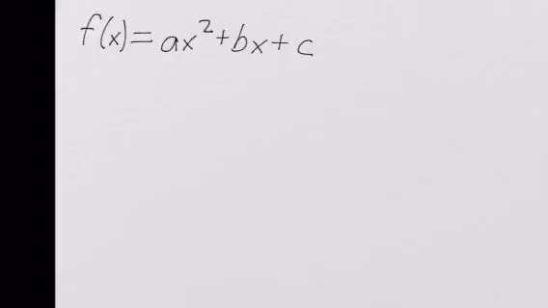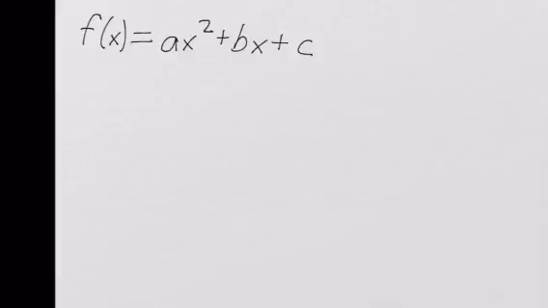In this video, we're going to take a look at how we can complete the square in order to find the vertex of a quadratic equation, or quadratic function. So we're going to start with a basic quadratic function, generic. f of x is equal to ax squared plus bx plus c.